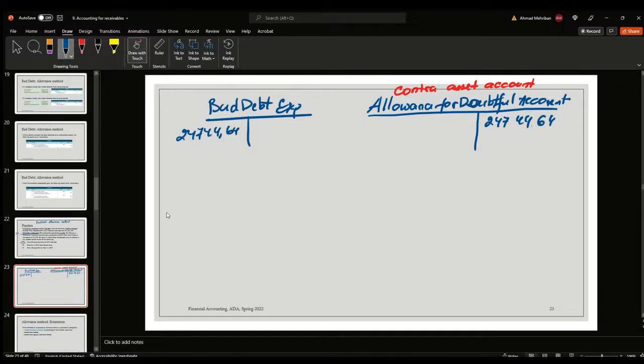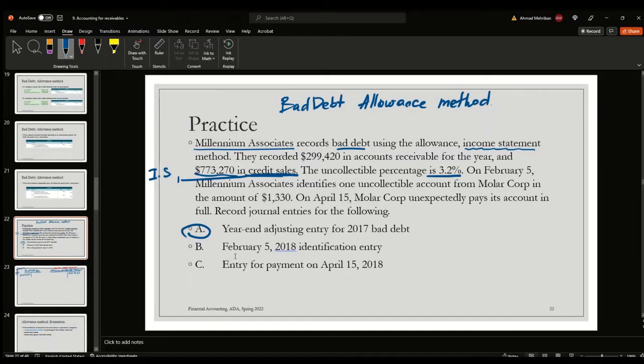Here we made an estimation using our credit sales amount, and we multiply by 3.2%, and we find this amount. So this is basically the solution for A. Let's make it neatly. Solution A. And moving on to the solution to task B, where on February 5, 2018, is the identification entry.